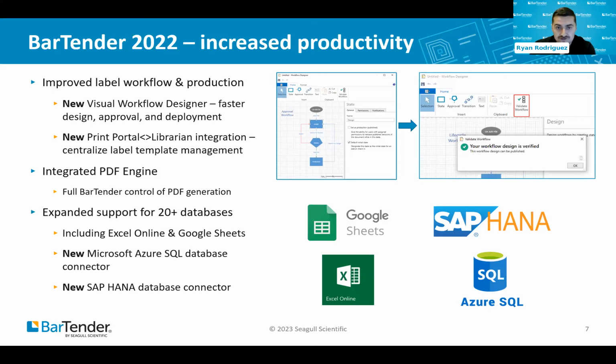We've also included native PDF printing, so you can experience faster PDF generation, which basically means that you no longer have to worry about installing a third-party PDF driver. And we've expanded support for over 20 plus databases, including Excel Online and Google Sheets, as well as 2 new connectors for Microsoft Azure SQL and SAP HANA.